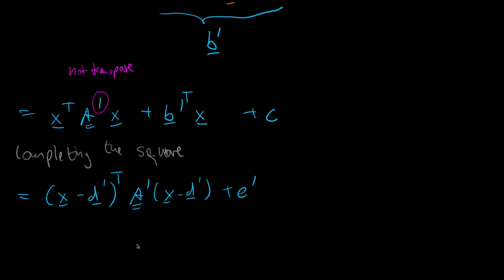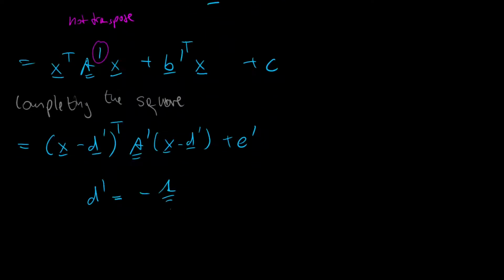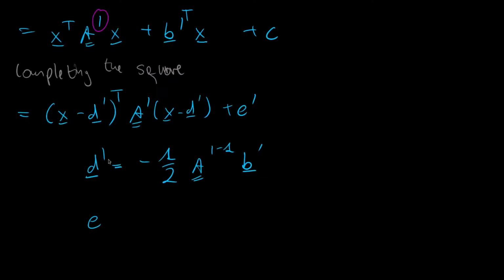And we see A prime is A prime, so we start with writing down the results that we had from the video of the completion of the square, where we had d prime given as minus 1/2 A prime inverse vector b prime. And for the e prime, and of course d prime is a vector, for the e prime we have c prime minus 1/4 b prime transpose, or vector b prime transpose, times matrix A prime inverse times vector B prime.